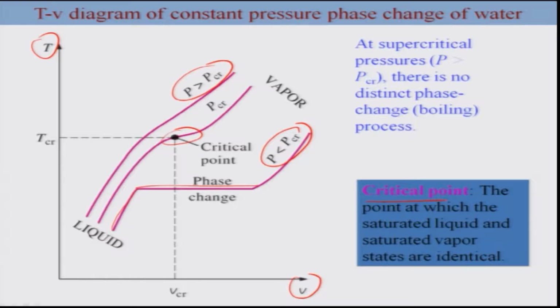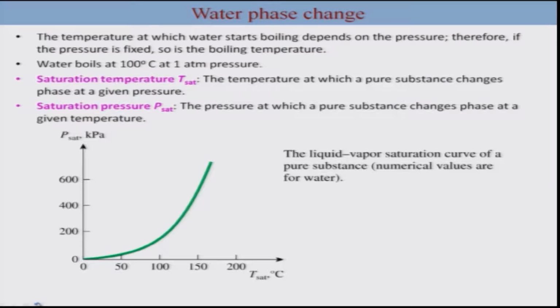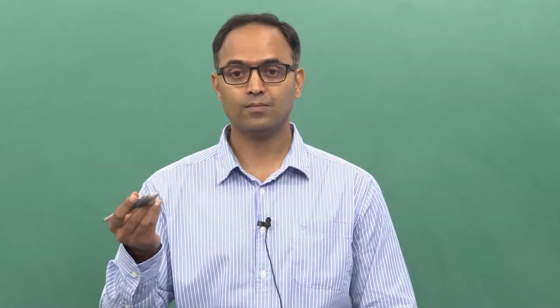So the critical point is the point at which saturated liquid and saturated vapor states are identical, which means you cannot distinguish them. Okay. So at supercritical pressure, there is no distinct phase change process. That means there cannot be boiling at supercritical pressure. Such phase change depends on pressure and temperature, as we can already infer from our discussion. For example, water boils at 100 degrees Celsius at 1 atmosphere, but water boils at a lower temperature when you go to the mountains.